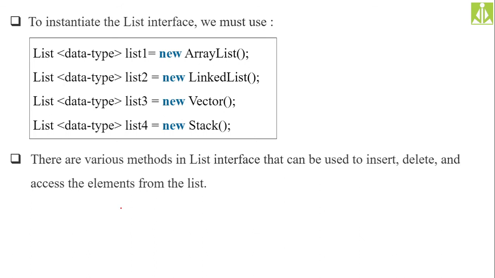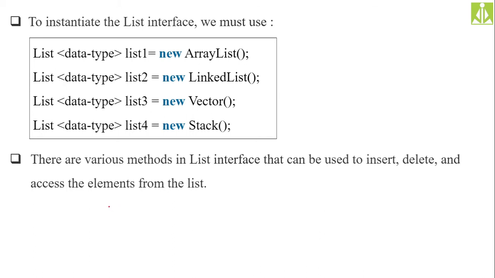Being an interface, List can't be instantiated directly. So in order to instantiate the List interface, what do we need? We need the constructors of child classes. We have already seen that the List interface is implemented by different classes like the ArrayList class, LinkedList class, Vector class, and Stack class.